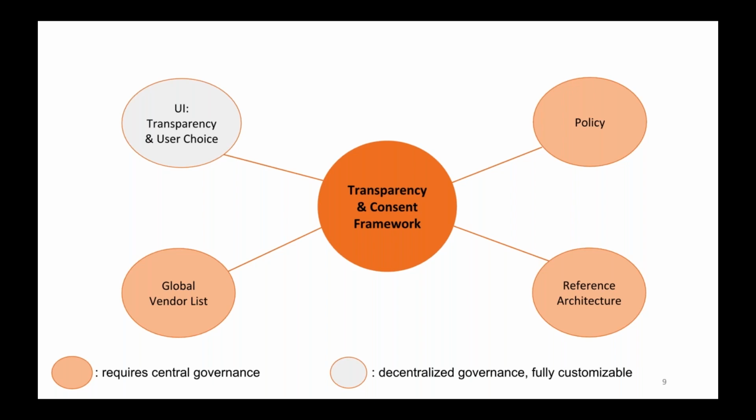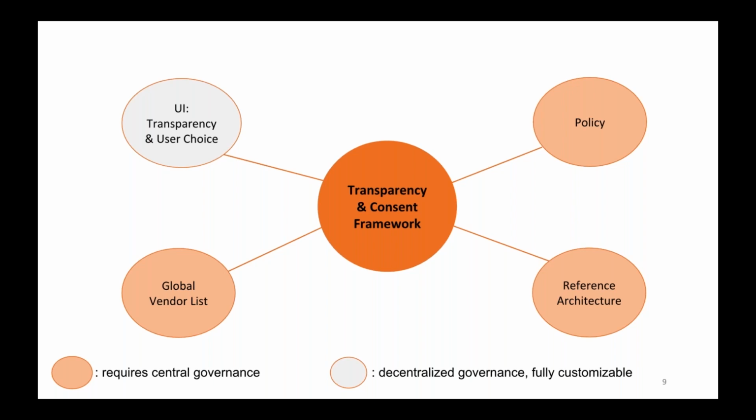When we are looking at the transparency and consent framework, it is built on four different pillars. We have three pillars which require a degree of central governance, and those you can see in the orange bubbles.